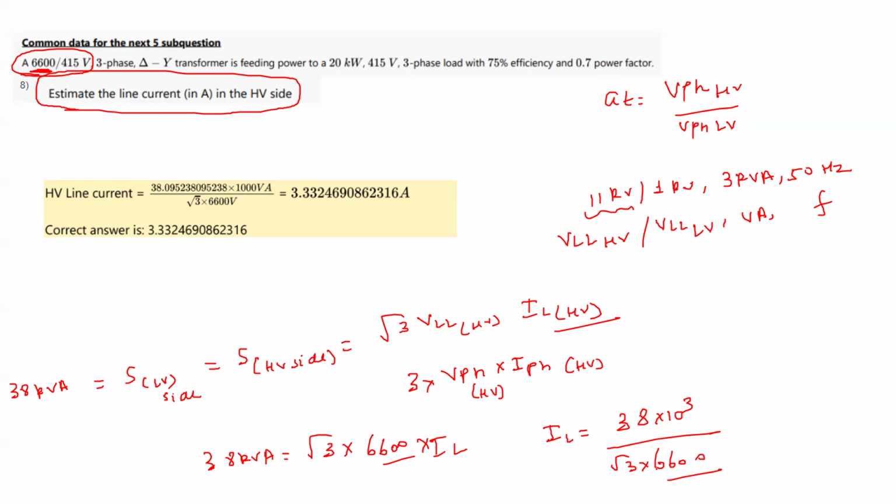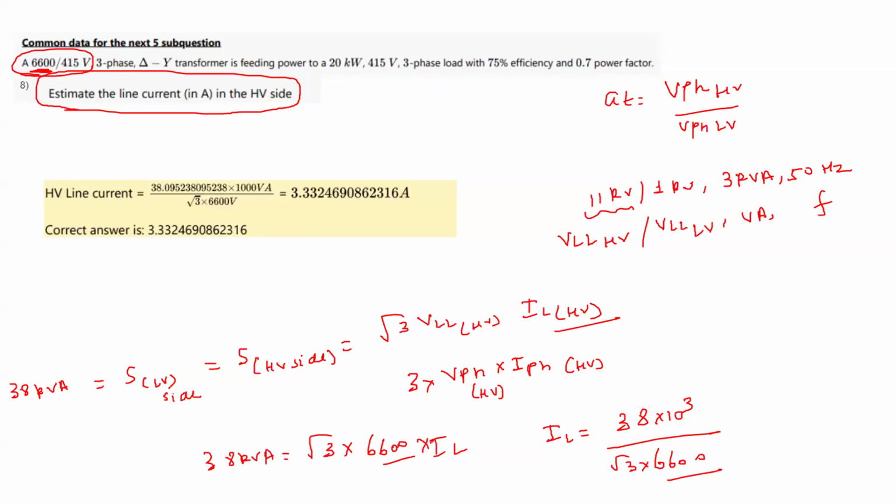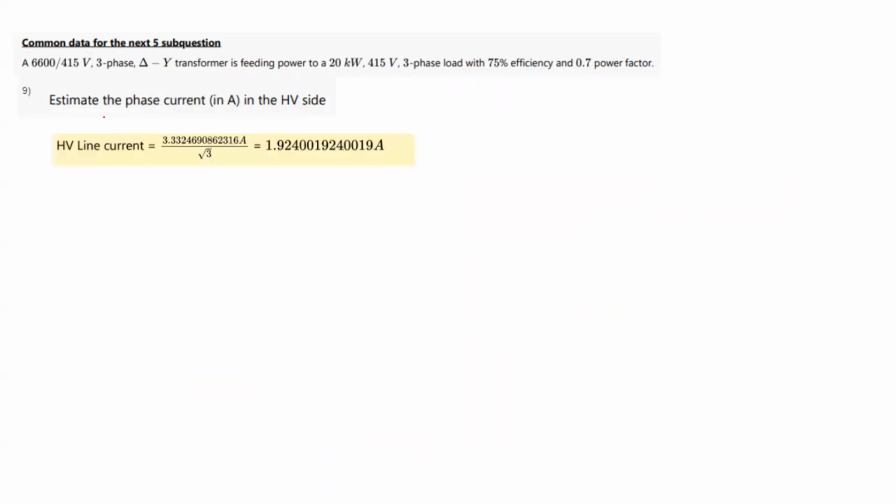You can see that this assignment is pretty simple. Now we go to the next question. In the next question, we have to estimate the phase current in the HV side. Remember, this is the line current on the HV side we obtained in the previous question. And what is the HV side? HV side is the delta connection.